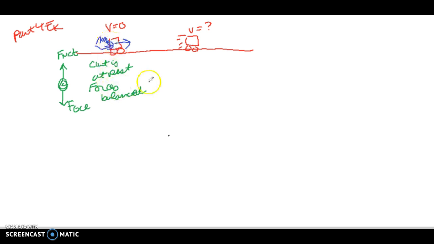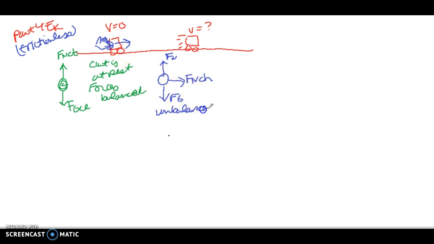I push the cart so that during the push, I still have my FG and my FN, but now I also have an FN pointing this way, cart hand. We're going to assume this is frictionless just to keep it easy. Now the forces are unbalanced, which causes a change in motion so that now the cart is moving. Once I'm no longer pushing it, I'm back to balanced forces, and the cart is just sailing along at a constant velocity.